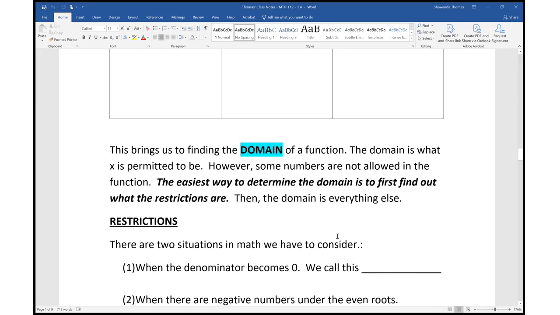Let's talk about how to find the domain of a function. If you go to Google and search for the definition of domain, you will see the definition: an area of territory owned or controlled by a ruler or government. So domain is related to an area of territory. Even the domain of a function relates to the area of territory.